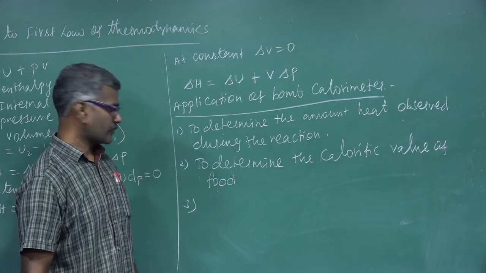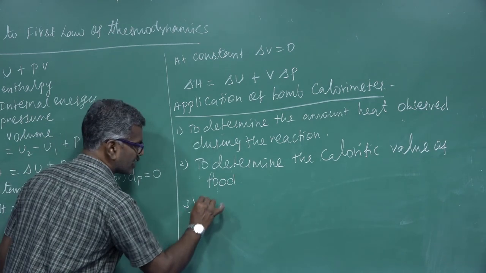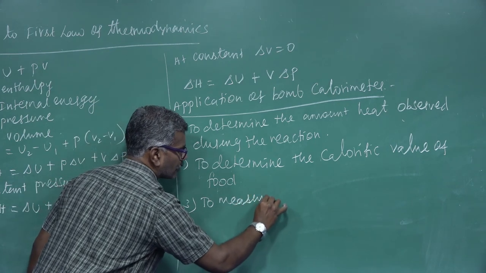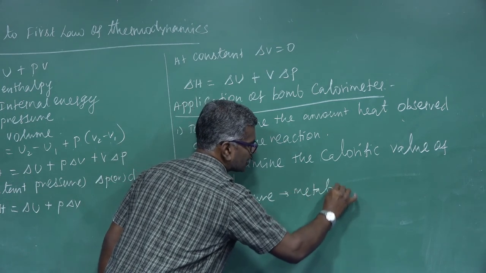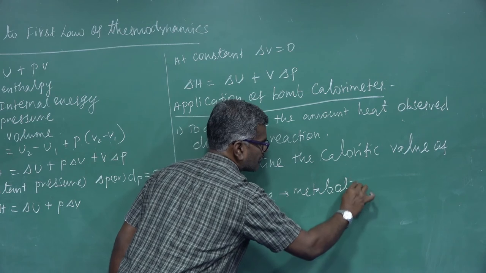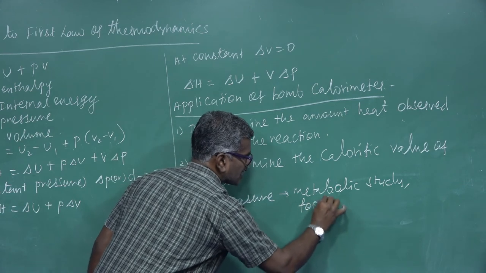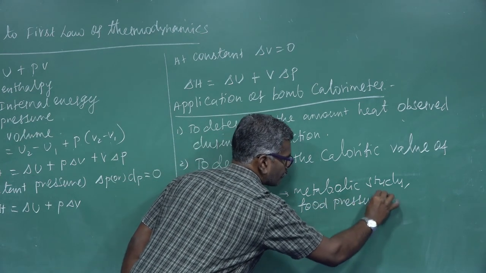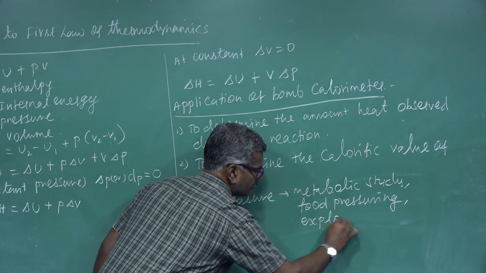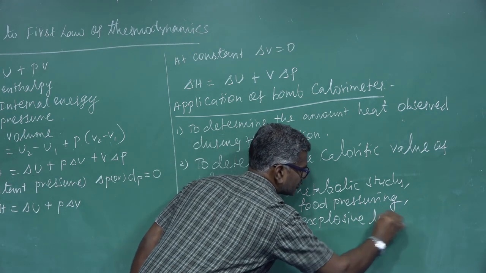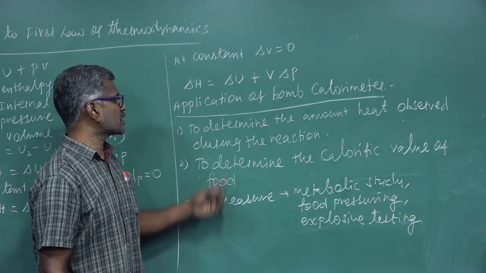Excellent. Point number three, bomb calorimeter is used in many industries, for example, to measure or study metabolic study, another one, food processing, another one, explosive testing. These are the important applications of bomb calorimeter.